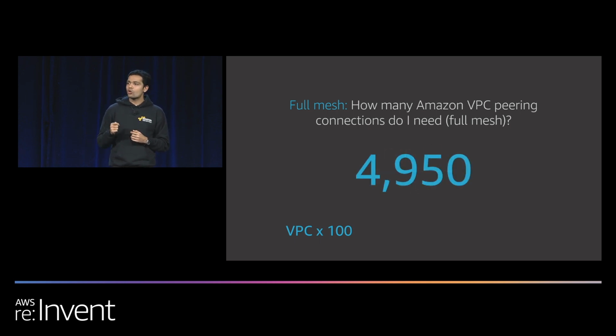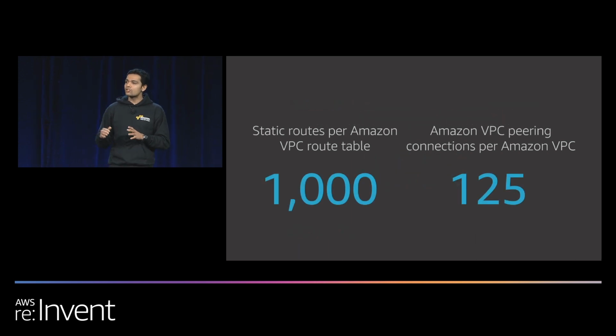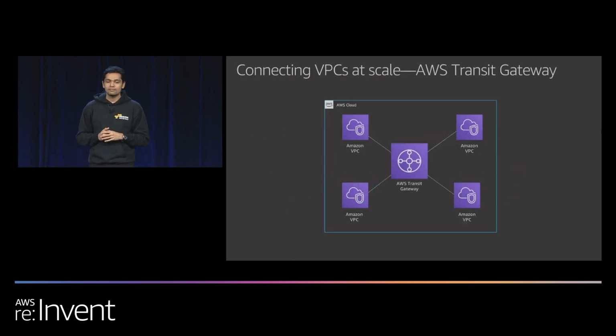So you would need 4950 peering connections to be configured and managed. So the number of peering connections almost exponentially increases with the number of VPCs in this design pattern. Some other limits to keep in mind: per VPC, you can only have 125 VPC peering connections, and you can have up to 1,000 routes in your route table of VPC.